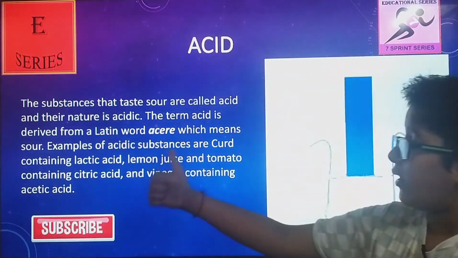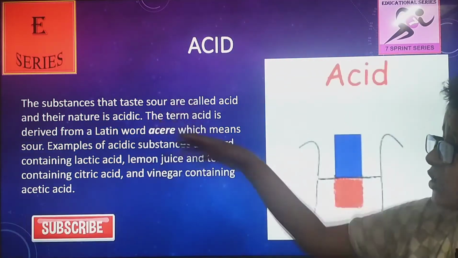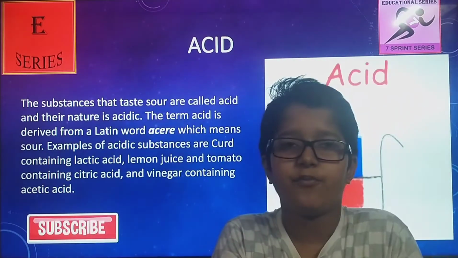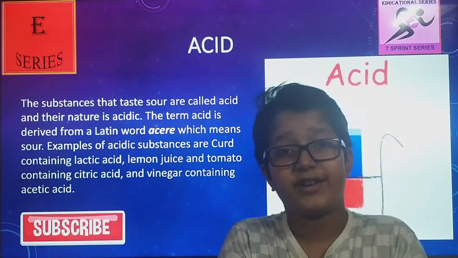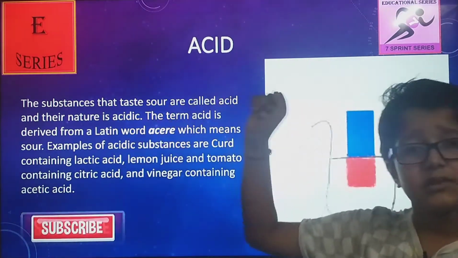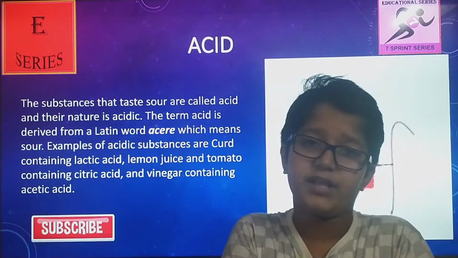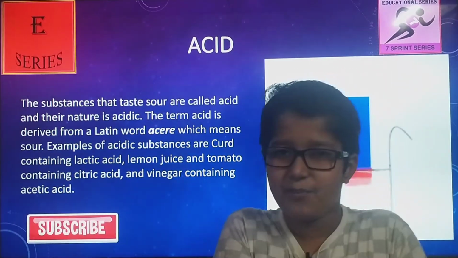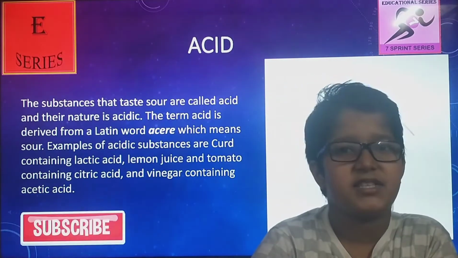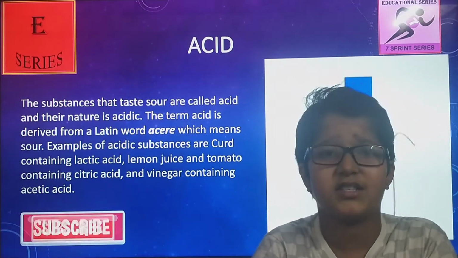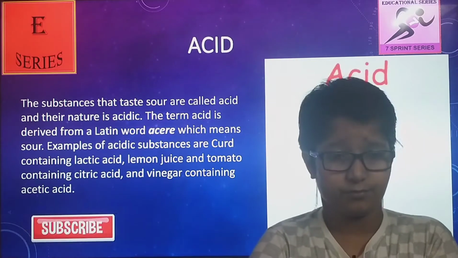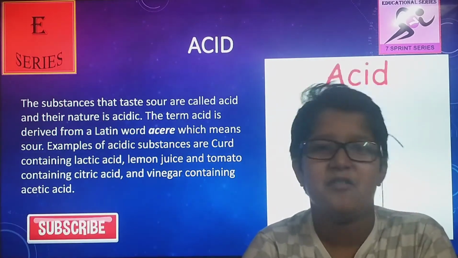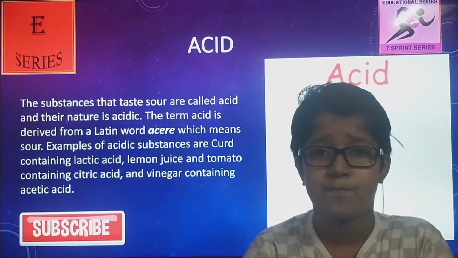So now let's see examples of acids. One important point is that the word acid has come from the Latin word acere, which means sour. Some examples: citric acid, sulfuric acid, nitric acid, hydrochloric acid, tartaric acid, and a lot of other acids. So now let's proceed on to bases.